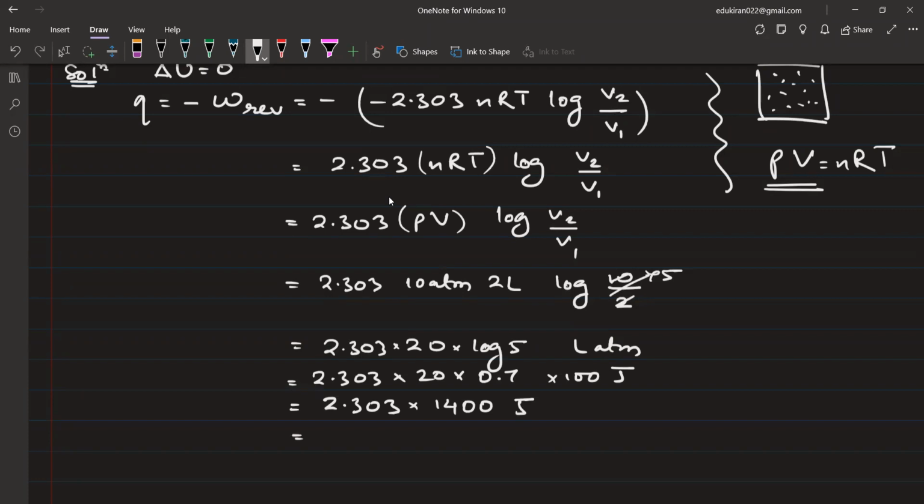कितना जाएगा आप ये? 14 into 2.3. This will be equal to 3224. This is the work in reversible.